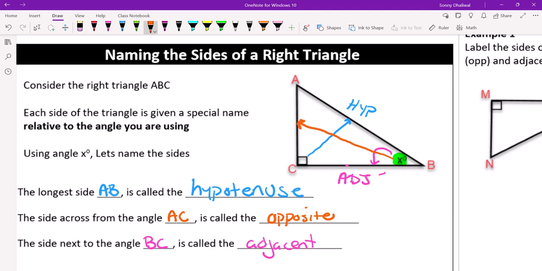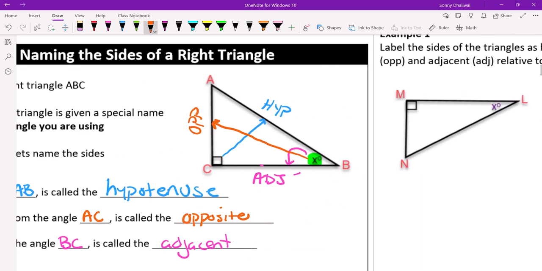So that's just like the label of the angle? No, label of the side. So here, oops, should be in orange, and we'll go OPP here. All right. So it depends on which angle we're working with. Okay. Well, we'll do more work with it.